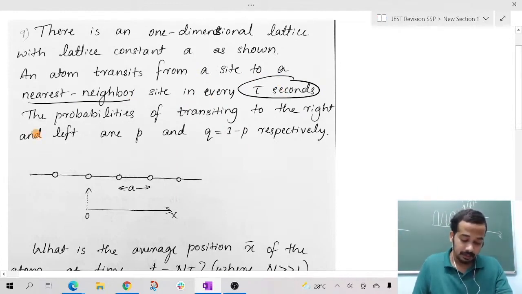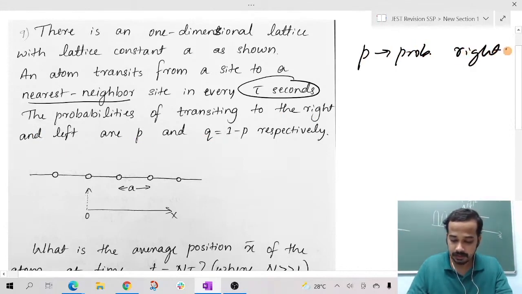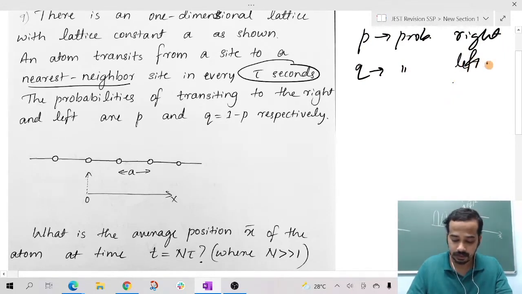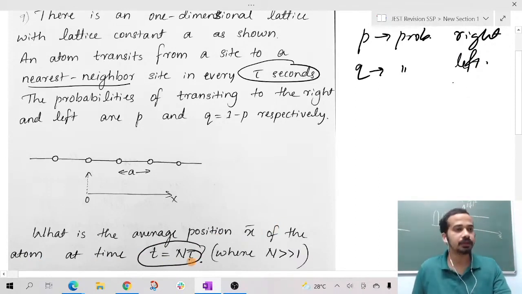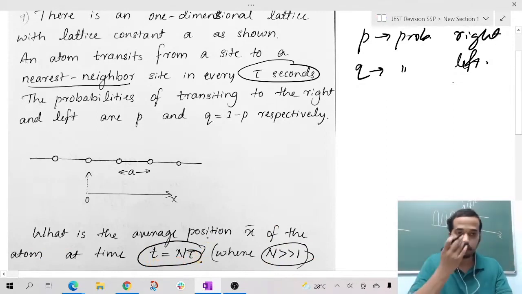And the probabilities of transiting to the right and left are p and q. p is the probability of transiting to the right. q is the probability of transiting to the left. That is defined here. Now, what is the average position of the atom at the time t equal to n tau? At the time t equal to n tau, what is the total number of steps it has taken? That is n. Am I right?